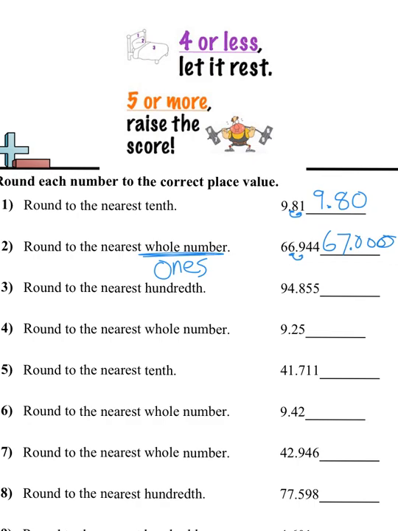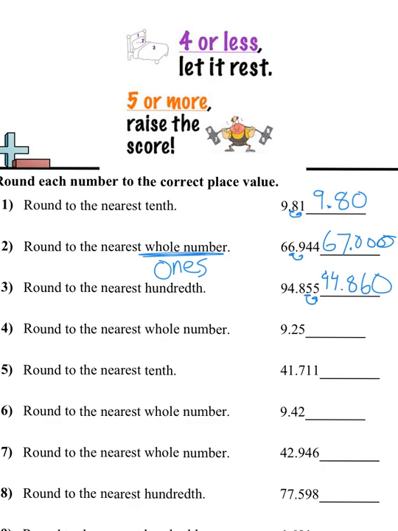Okay, number 3, round to the nearest hundredth. So this 5 right here is in the hundredths place. The neighbor is a 5 in the thousandths place, and that tells us to round up. So the 5 in the hundredths place will become a 6. Everything before that, so the 94 and the decimal point and the 8 in the tenths place will stay the same. The 5 in the hundredths place will round up to a 6. And then the thousandths place you could leave blank, or you can put in a 0 there.